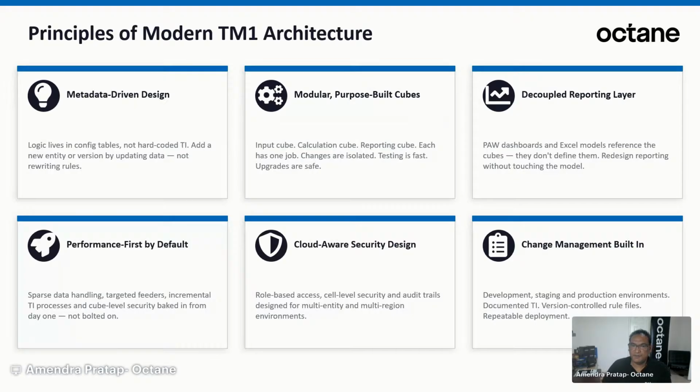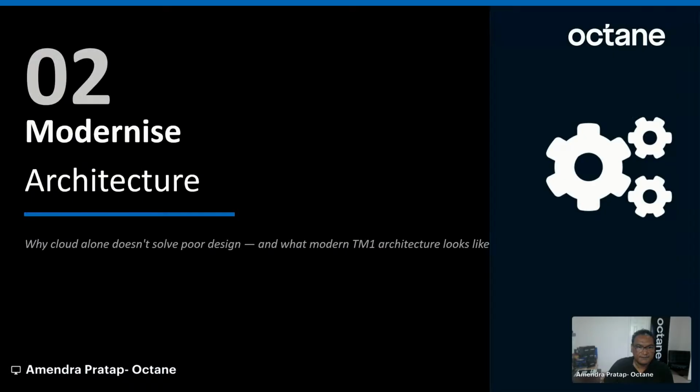The modern architecture. The principles of modern TM1 architecture are around more metadata, purpose-built cubes, and a reporting layer. So the second thing we need to look at is the architecture. Once we have optimized the infrastructure, the second thing we need to look at is the architecture. Whereas moving to the cloud helps, it doesn't help with poor design.